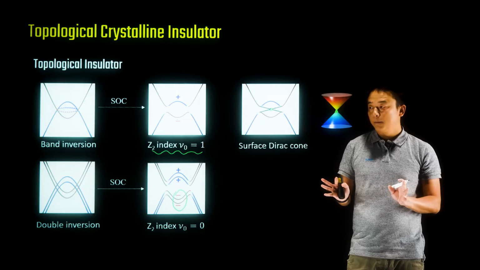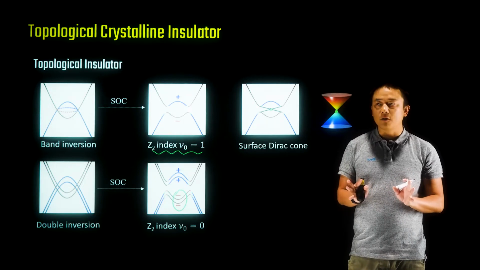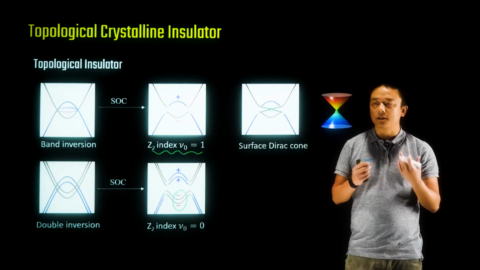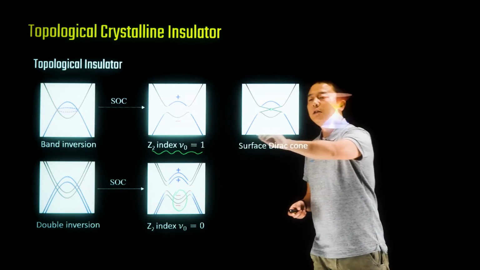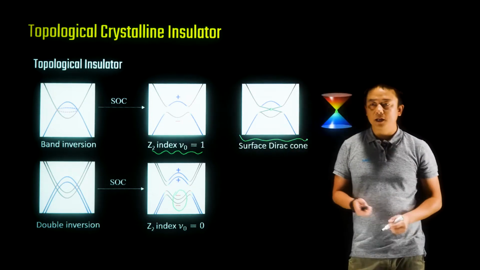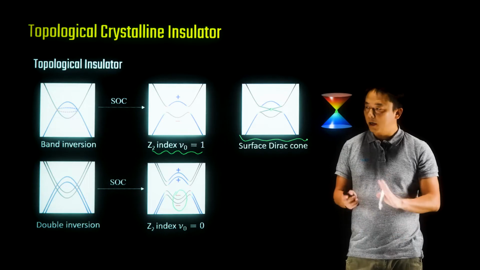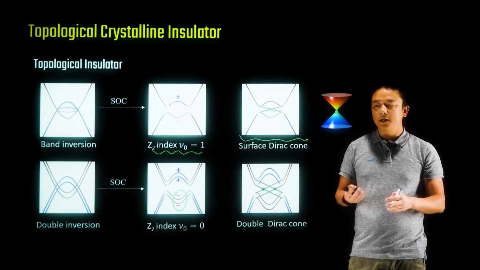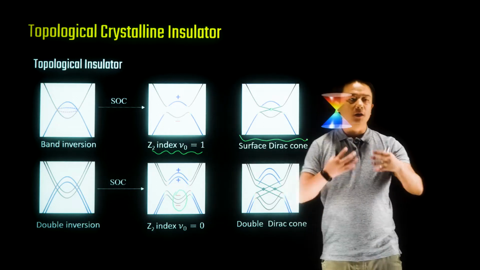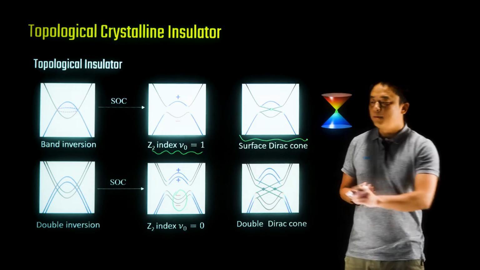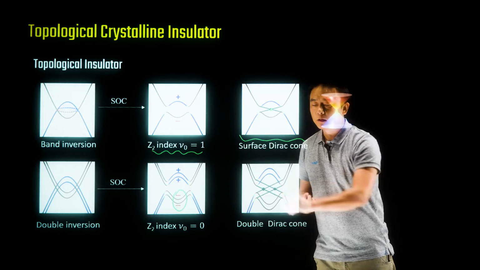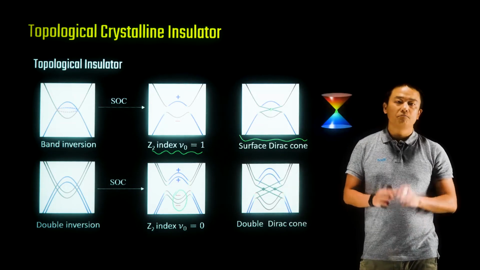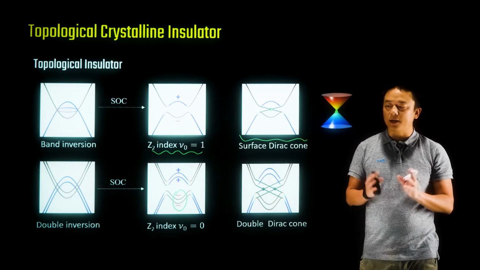It's trivial here. But we still ask the question whether there are interesting surface states. Follow this picture. We have one band inversion, we get one Dirac cone. Now we have two band inversion, then we have two Dirac cone, right? Now the question is, these two Dirac cone, they will intersect with each other. For example, they will cross each other here. Whether this crossing point is robust or is protected by something.